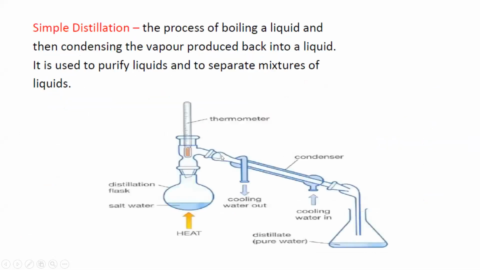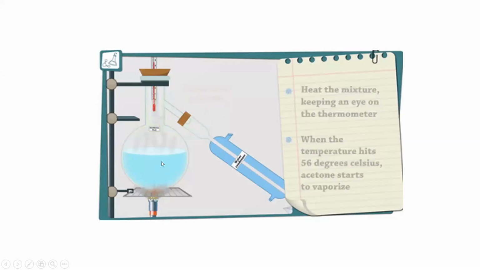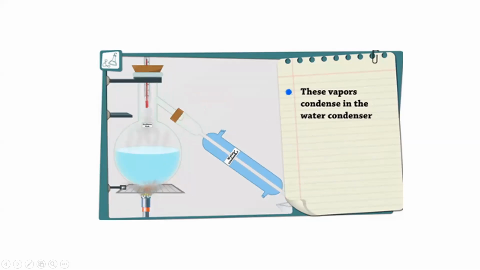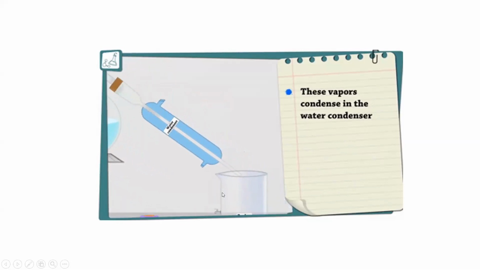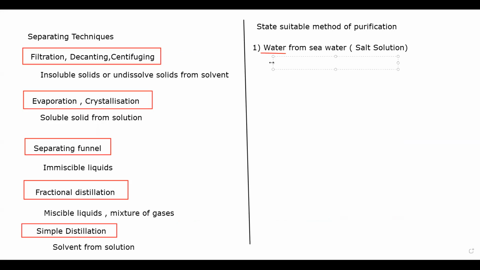But in simple distillation, what happens? If this was a salt solution or seawater, when you supply heat energy, the water vapor will rise and condense. When they condense, you collect the water in a beaker, and that is called the distillate. So if you want water from seawater or a salt solution, the suitable technique is known as simple distillation. Is it clear? First one.